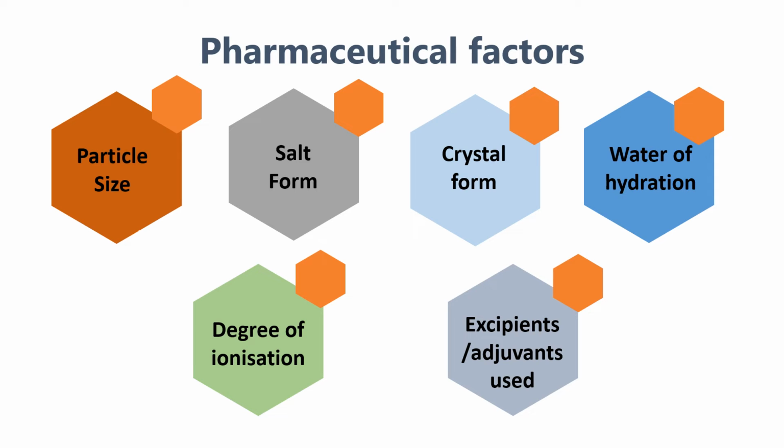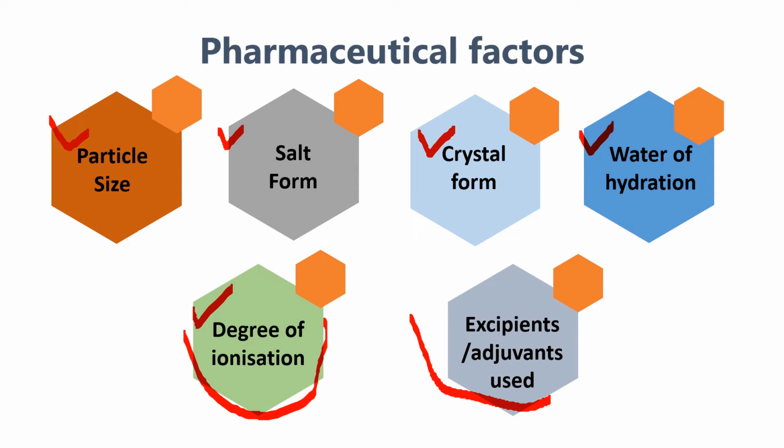There are many pharmaceutical factors. The most important ones are particle size, salt form, crystal form, and water of hydration. They affect the bioavailability of a drug. The other one is the degree of ionization. We'll discuss in depth how degree of ionization affects bioavailability because this is an important thing. The next is excipient use. Excipients are inert substances, for example starch, lactose, polysorbate 80, to name a few, which are added to the formulation as filling material or as binding agents to obtain a proper granular size.